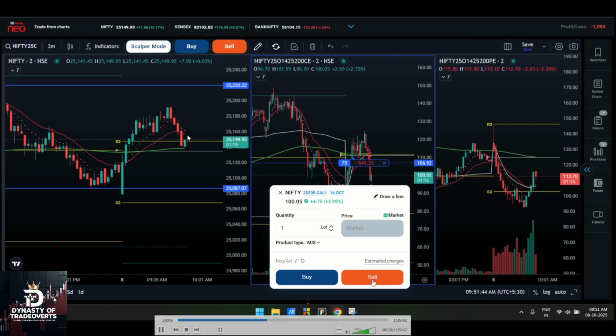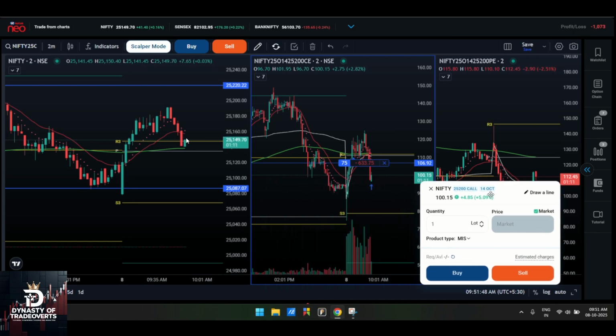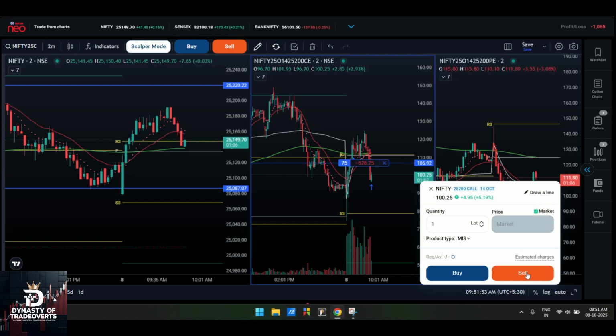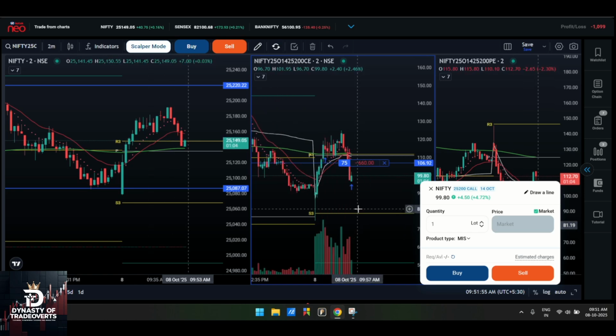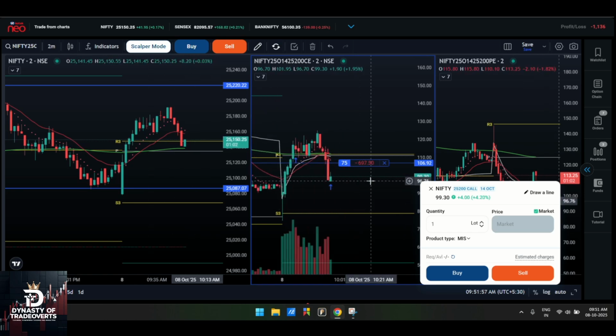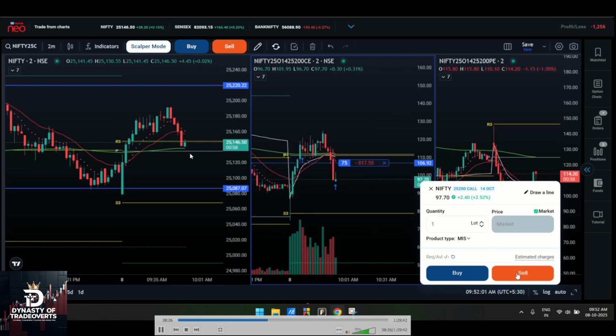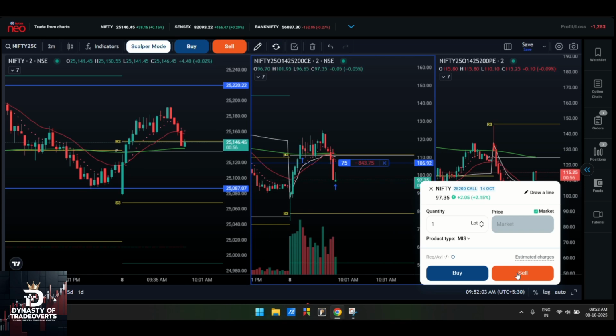But see, after this huge red candle, I should have waited for a candle close above R3, or at least above this 20 EMA for another trade. But this is the revenge trade that I'm doing now. I'm expecting a reversal from 20 EMA. All these are anticipatory trades.